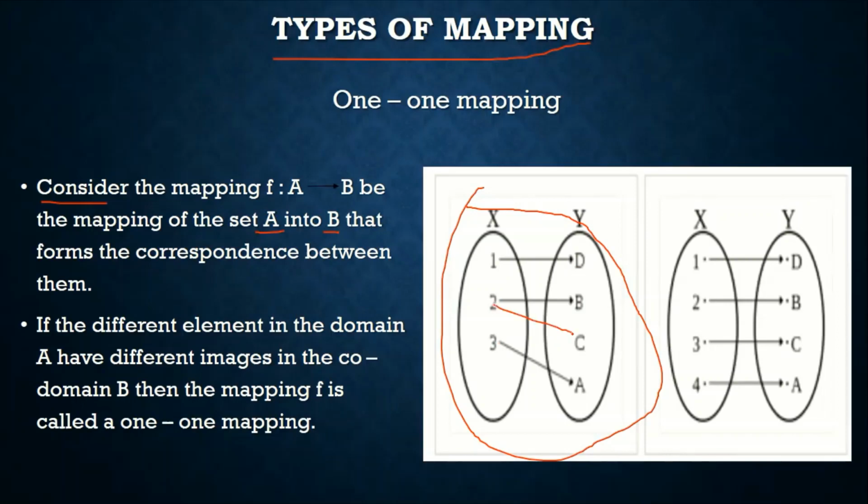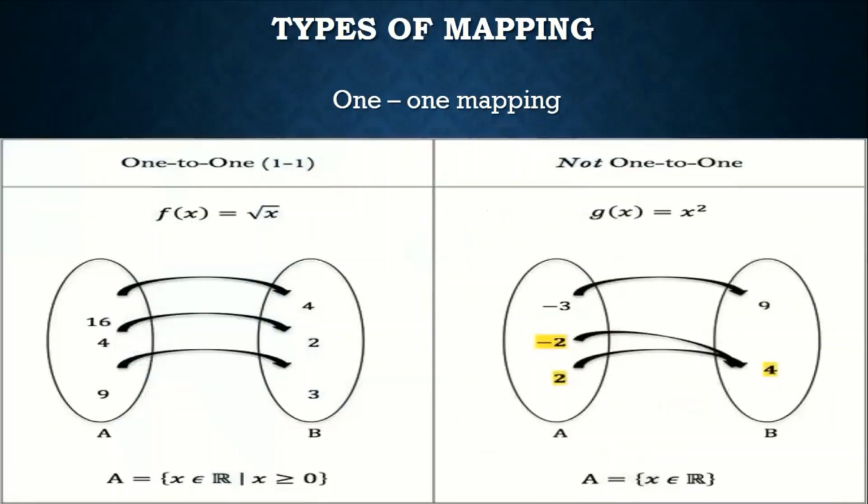So 2 is not mapped to two elements in the codomain. So each is mapped to a single element in the codomain, such as this one. Each has been mapped to a single, so each has an image represented in the codomain. So because of that, this can be referred to as a what? As a one-to-one mapping. Okay, let's look at this. This is also a one-to-one mapping because 16 is mapped to 4, 4 is mapped to 2, and 9 is mapped to 3. So this is an example of a one-to-one mapping.